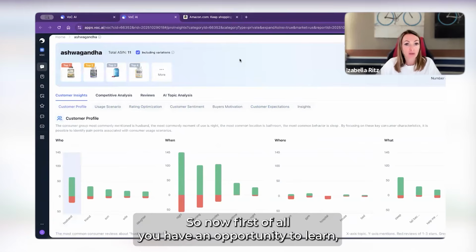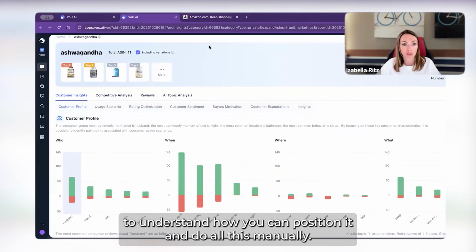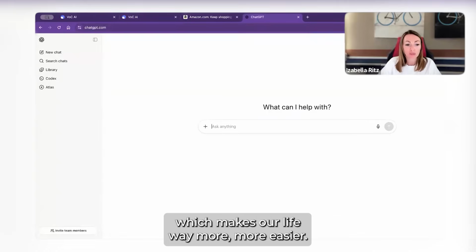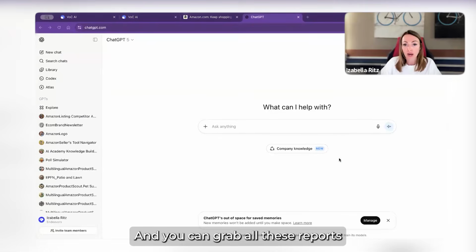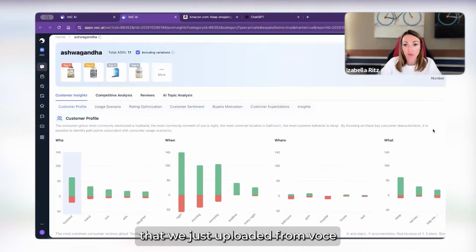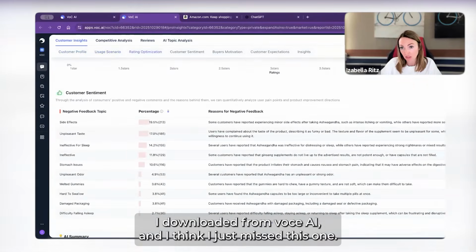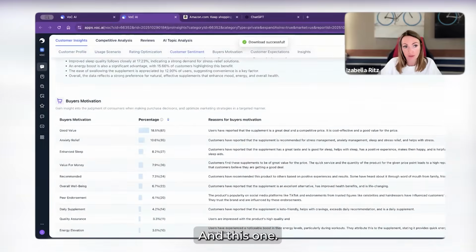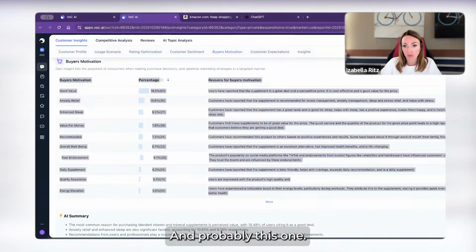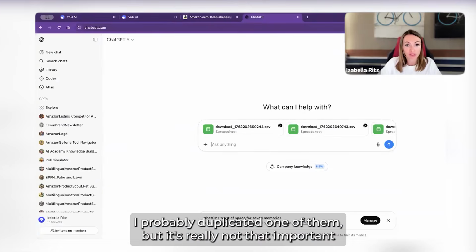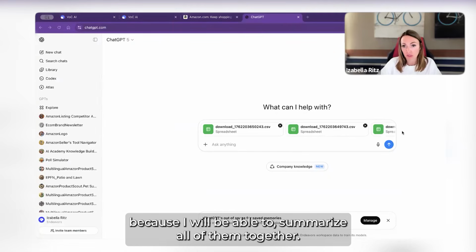So now, first of all, you have an opportunity to learn more about your product, to understand how you can position it and do all this manually. Or you can open ChatGPT, which makes our life way easier. And you can grab all these reports that we just downloaded from VOC.AI, and I think I just missed this one and this one and probably this one. You have to have a total of 5. I probably duplicated one of them, but it's really not that important because I will be able to summarize all of them together.